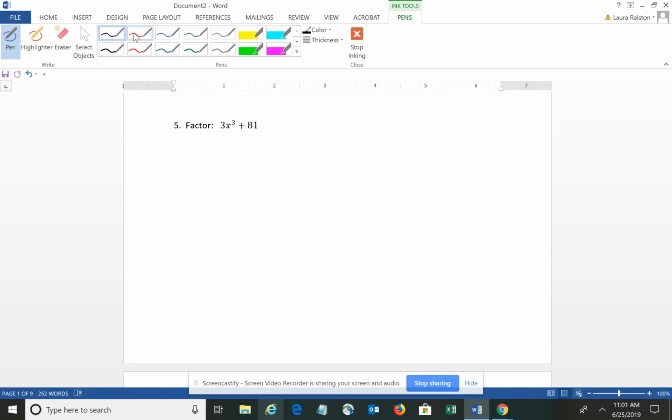The number 5 asks you to factor. And so you have 3x cubed plus 81. And remember, the first thing you want to do whenever you're factoring is look to see, do you have a greatest common factor? And I do. I have 3 in common. So I'm going to factor it out. That leaves me with x cubed plus 27.